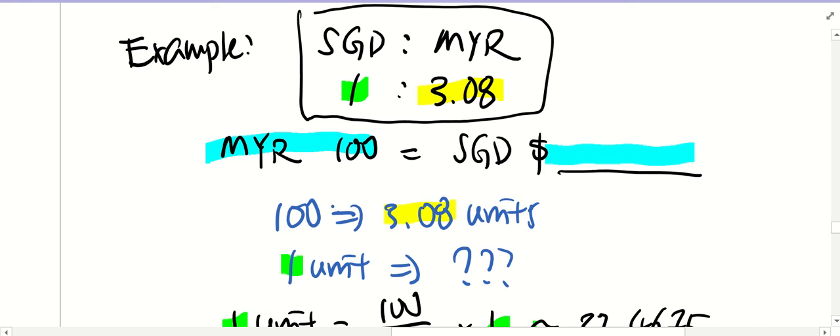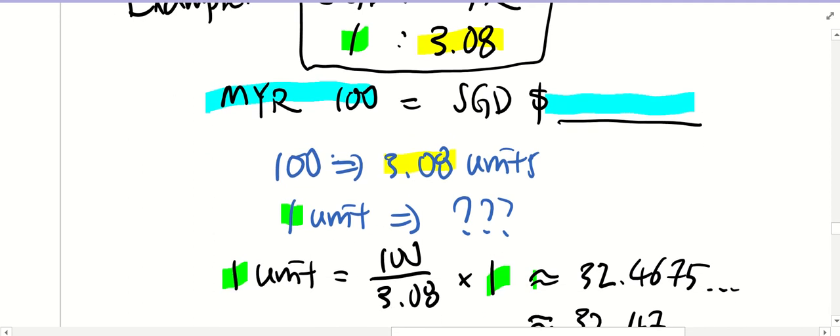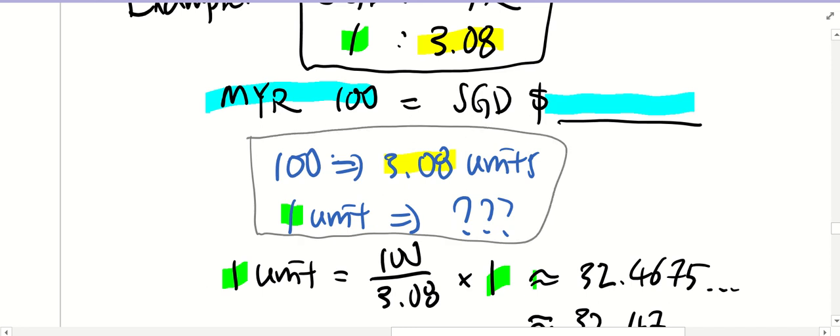So we have 100 Malaysian ringgit that is represented by 3.08 units of currency. I've highlighted in yellow to represent Malaysian ringgit. Now, Sing dollar is 1 unit. The ratio is 1 is to 3.08. So if we are interested in finding out how much Singapore dollars that equals to, we are also interested in finding how much money 1 unit represents. 100 is represented by 3.08 units, and therefore we are interested in finding how much 1 unit is worth. That will give us how much Sing dollars we will get back from the money exchanger.